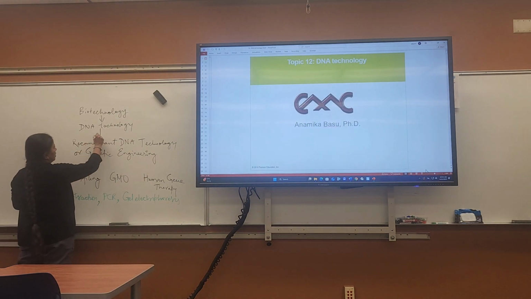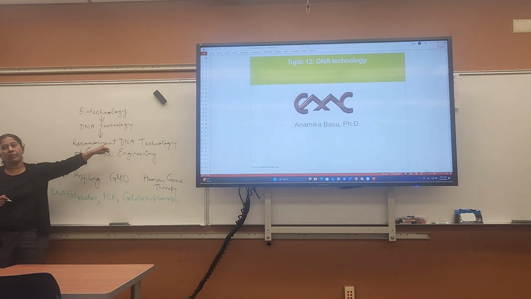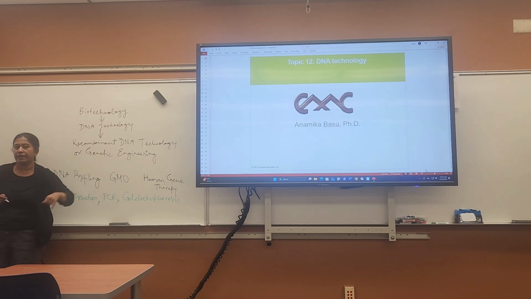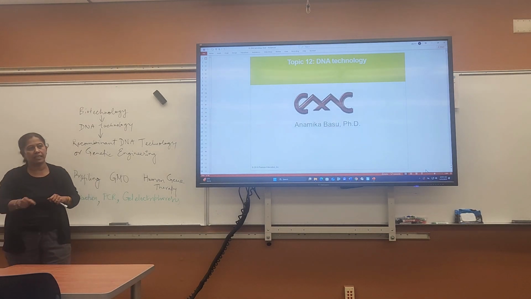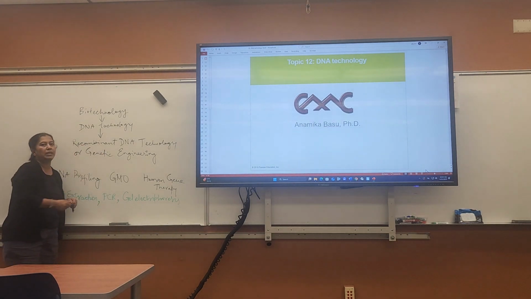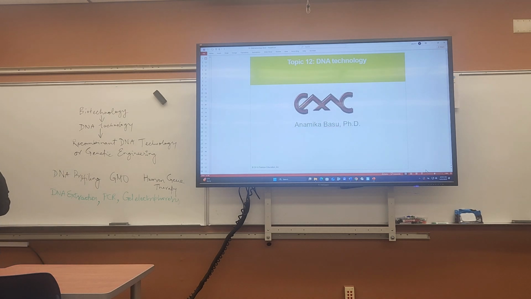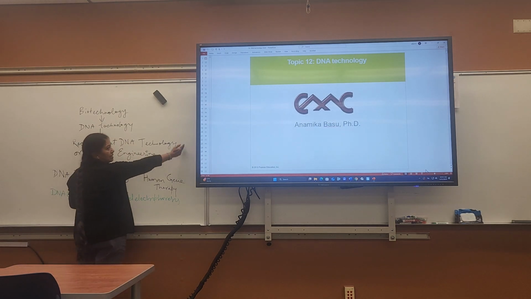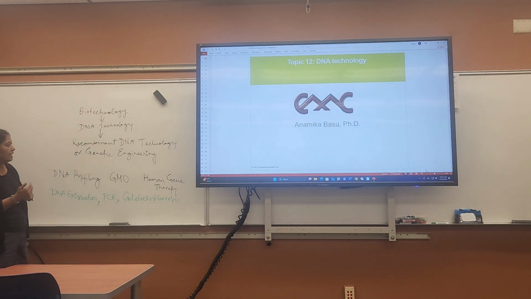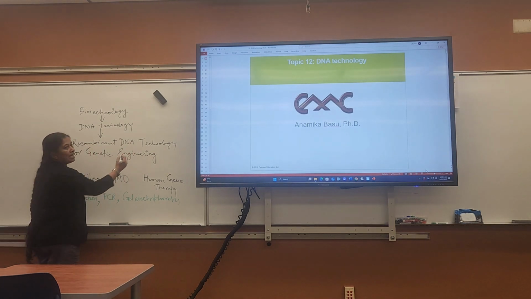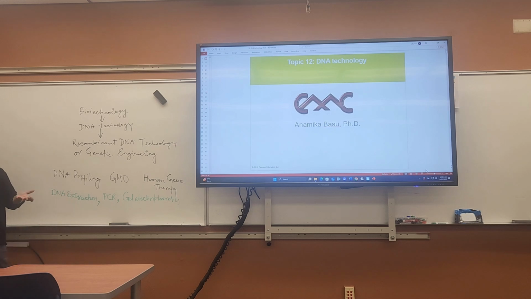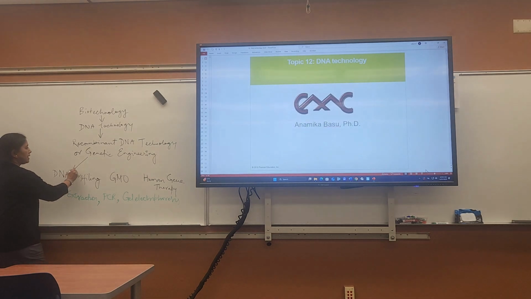Now within DNA technology, you will hear recombinant DNA technology or genetic engineering. That means it's an engineering that plays around with your genes. That means we are causing a change in the DNA, and that's why the name recombinant. Recombinant means you're doing some kind of recombination. You're changing the combination, the permutation and combination of the DNA, and you're using this as a technology. So that is recombinant DNA technology, or in other words, genetic engineering. Then there are so many different types of DNA technology that are in use these days.